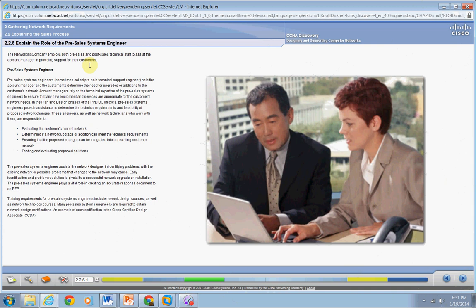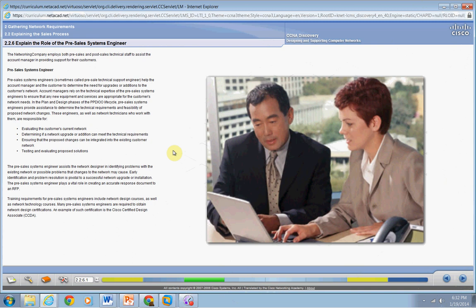And this person assists the account manager and customers for upgrades or additions to the customer's network. This person provides assistance in the plan and design phase to help determine the technical requirements and propose any network changes. And they pretty much work with the account manager, because the account manager actually relies on them to give him the information that he needs to pass on to the customers.